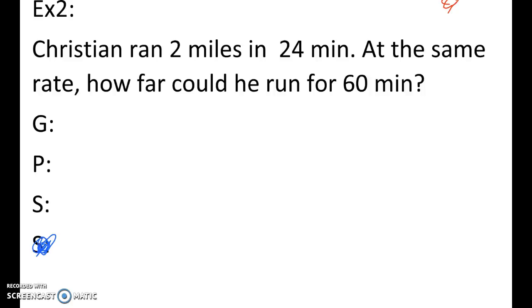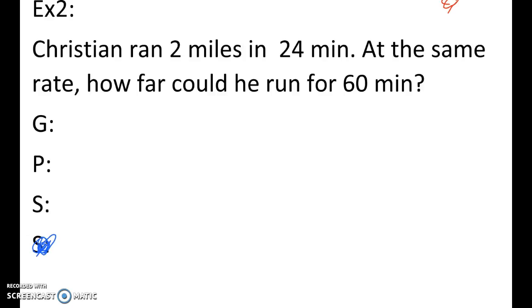Okay, now let's look at the next example. Christian ran 2 miles in 24 minutes. At the same rate, how far could he run for 60 minutes? So let's look for the details.